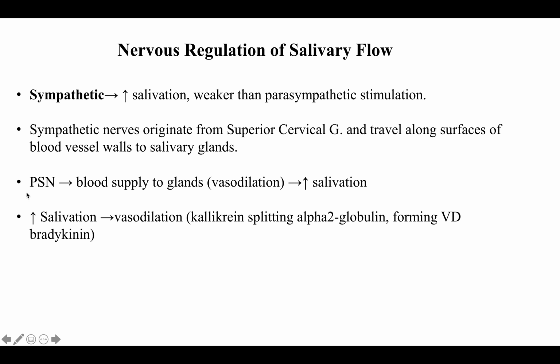Also, the parasympathetic nervous system will increase the blood supply to the glands, resulting in vasodilatation, and this is a direct effect that will result in increased salivation. So the parasympathetic works directly on the salivary glands, increasing their secretion. It also works on the blood vessels of the salivary glands, resulting in vasodilatation, and this vasodilatation within the salivary glands will increase the process of salivation.